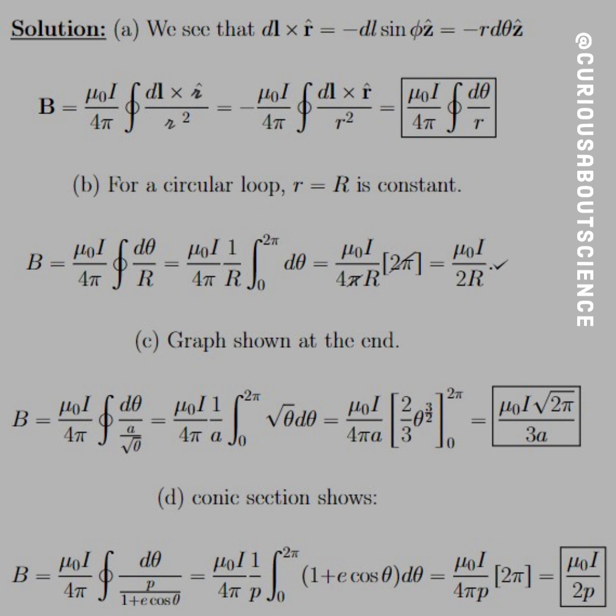Good to go. And then the conic section, again, divide by a fraction, multiply by the reciprocal. We end up with this integral of 1 plus e cosine theta d theta. Again, since cosine is 2 pi periodic, that cancels out. So we're just left with a factor of 2 pi from the factor of 1 that gets integrated to theta. And so the 2 pi and the 4 pi cancel to a 2, leaving us with mu naught I over 2p. Again, to show that it is regardless of eccentricity.